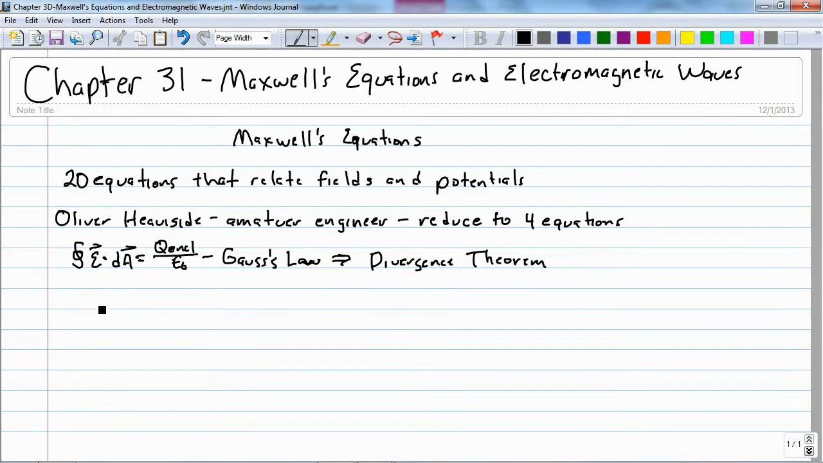The second one is also using the divergence theorem. It's the law with the magnetic field dot differential area vector, and that equals 0, and this is part of Gauss's law also, using the divergence theorem.